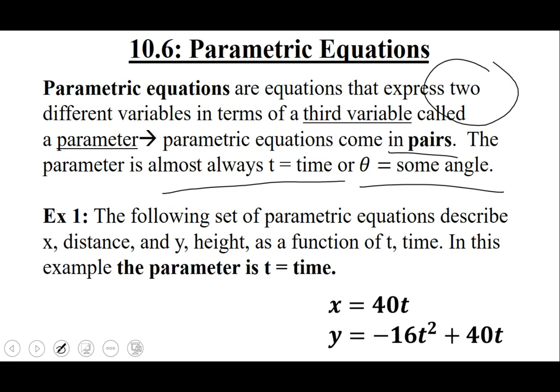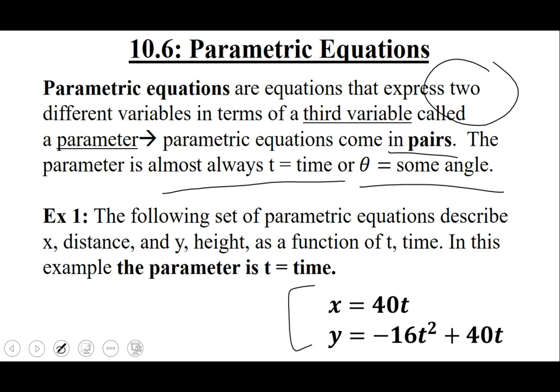Example 1 gives you a context. Not every problem will, so that's something you want to watch out for. In example 1, we have the following set of parametric equations where x is the distance, y is the height, and t is, of course, time. So that's our parameter. Here are our 2 equations: x equals 40t and y equals -16t squared plus 40t. Hopefully that -16t squared is familiar as it comes from the vertical motion model.